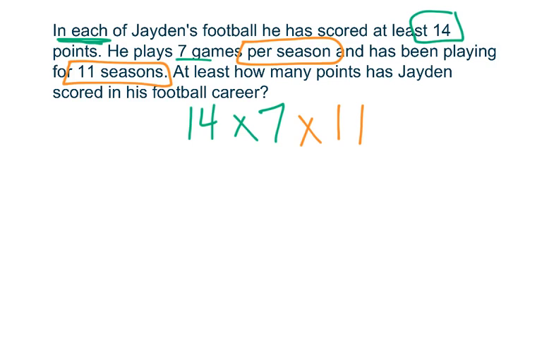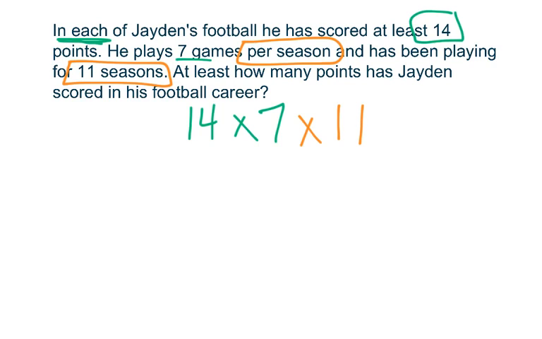Now when I look at this problem, I want to identify what are the 2 numbers that I should multiply together first to make this problem easiest for me to solve. If I multiply 14 times 7 first, I'm going to end up with quite a large number. I don't have to multiply 14 times 7 first. I can multiply 2 other numbers first. The commutative property tells me it does not matter in this case which 2 numbers I multiply first. I could multiply any of them.